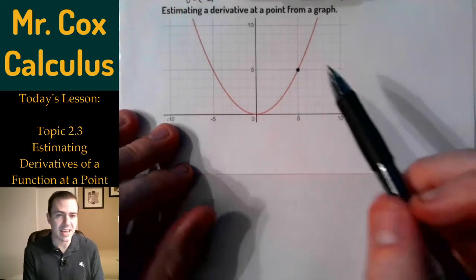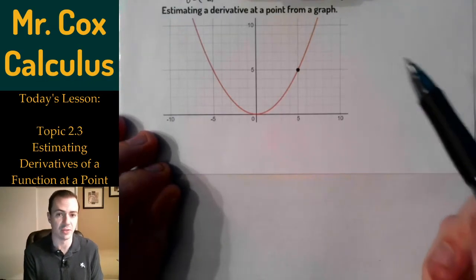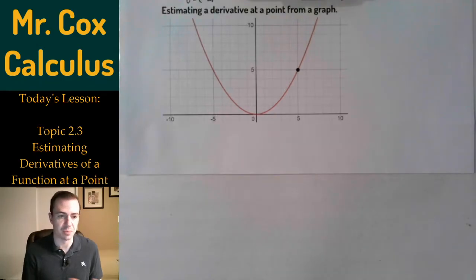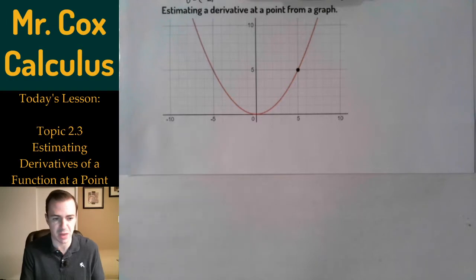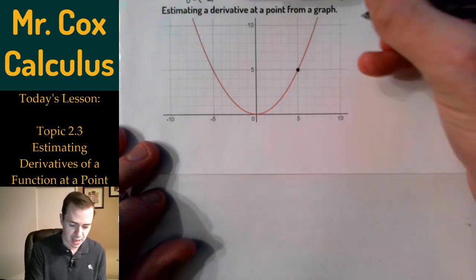So the next way that we can estimate a derivative at a particular point is if we have a graph of the function. So here we have a snippet of a graph of a function. It looks parabolic in nature, at least in the window that we can see. It might do other things outside of this window. But the point that I want to focus on is right here at 5.